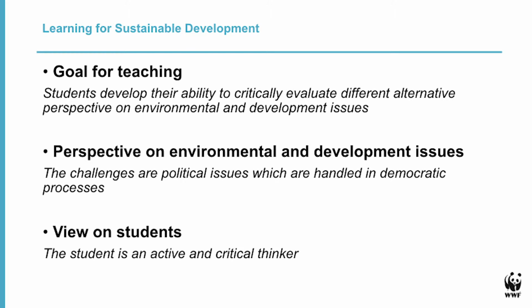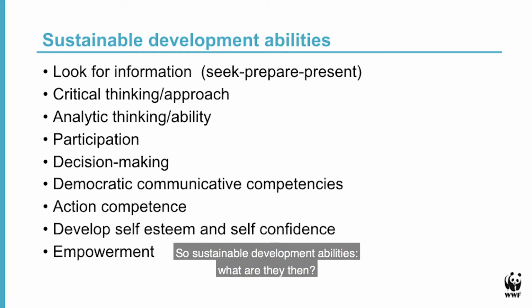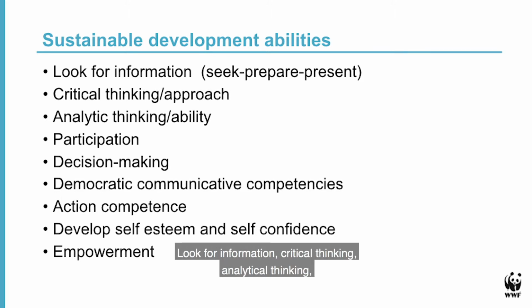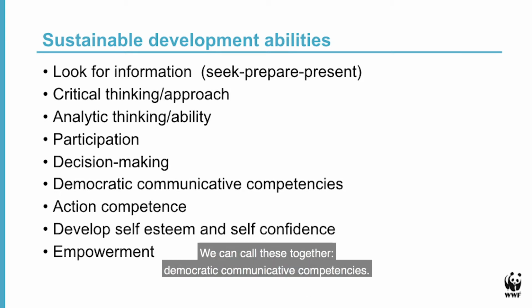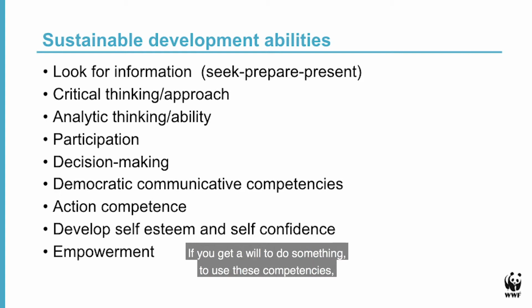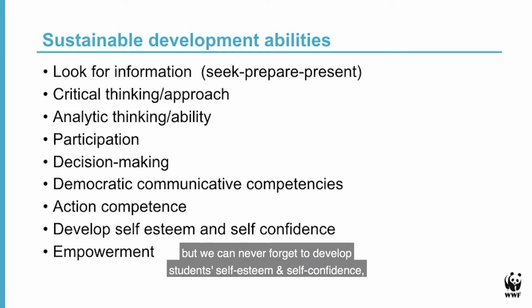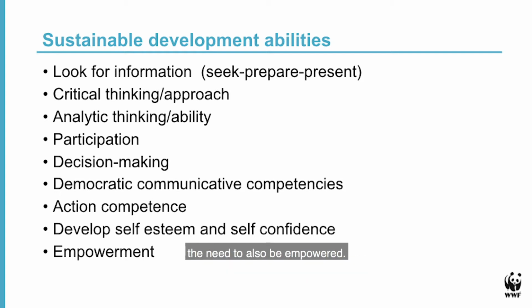So sustainable development abilities, what are they then? Look for information, critical thinking, analytical thinking, participation, decision making. We can call these together democratic communicative competencies. If you get the will to do something, to use these competencies, you can call it an action competence. But we can never forget to develop students' self-esteem and self-confidence. They need to also be empowered.